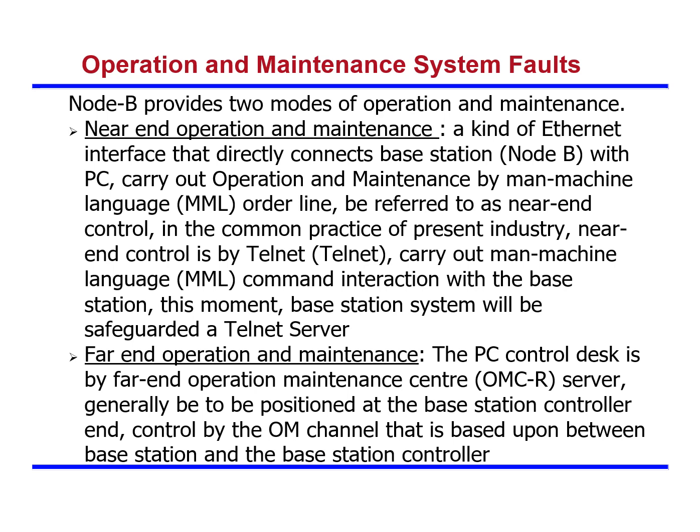Operation and maintenance system faults. Node B provides two modes of operation and maintenance. One is near end operation, the other one is far end operation. The near end operation contains a kind of Ethernet interface that directly connects the base station with a PC. Carry out the operation and maintenance by MML language, that is referred to as near end control.